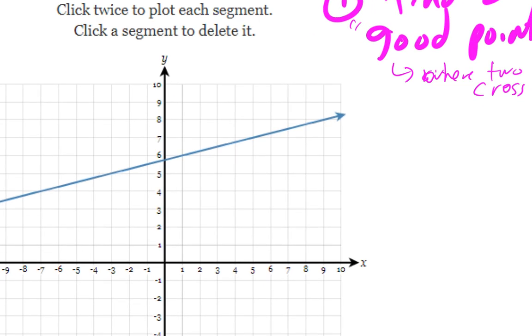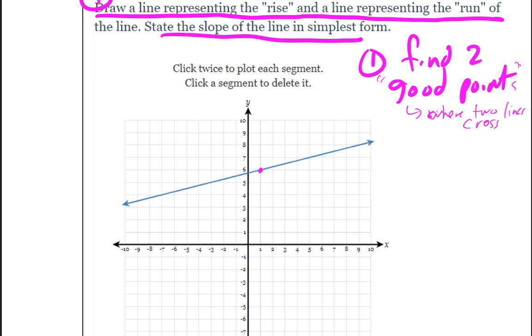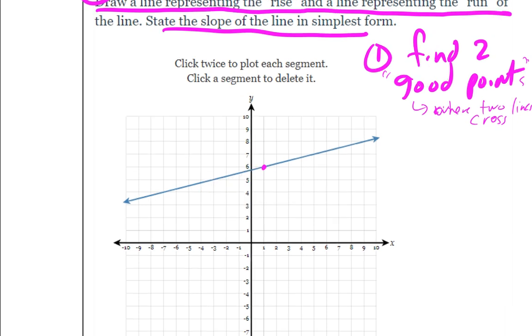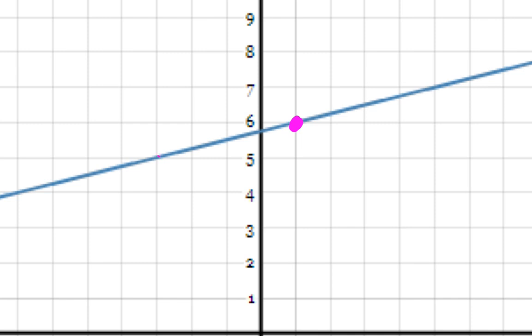I like to start right over here, and I just try to see what the next good point is. Okay, that is a good point right over there. So we're going to first put a dot there. Second, let's look for another good point. That's a good point right there. That's another good point.